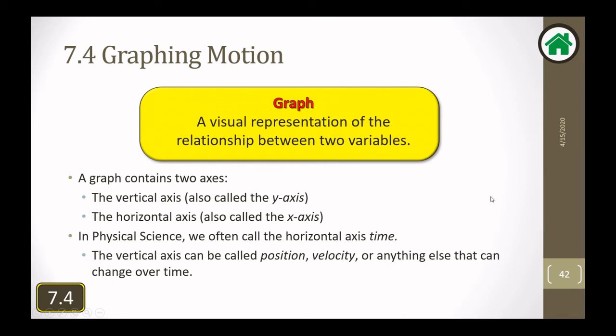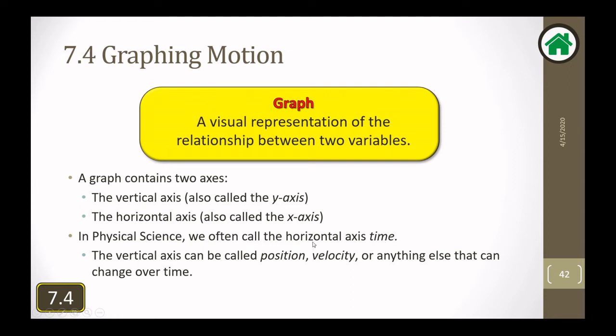All right, so the first thing, let's review just what is a graph. Well, a graph is a visual representation of the relationship between two variables. I know you probably know how to draw a graph already, but it's a good idea to go back and review the basics before we start applying some meaning to it.